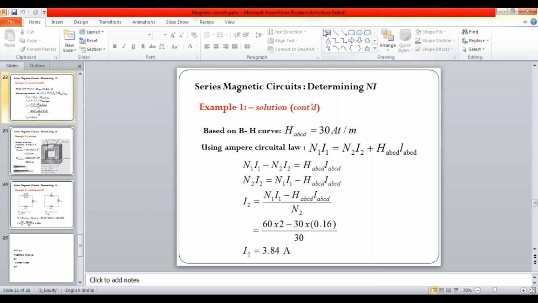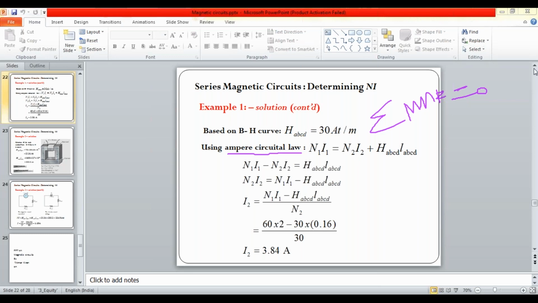We'll continue. After calculating the H value, we can apply the Kirchhoff voltage law for magnetic circuits, that is Ampere circuit law. This law states that the algebraic sum of MMF in a closed magnetic circuit is equal to 0. So we are going to apply Ampere circuit law here. An MMF can be given as N into I. We have 2 MMFs in the circuit.